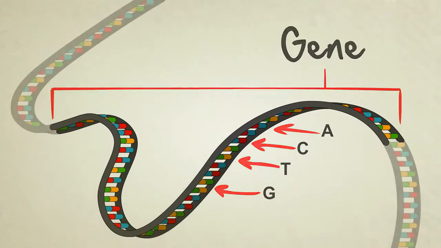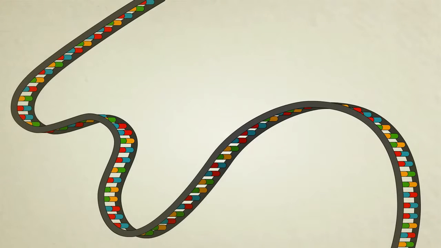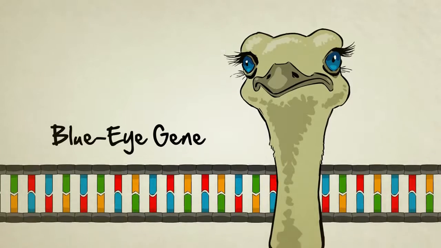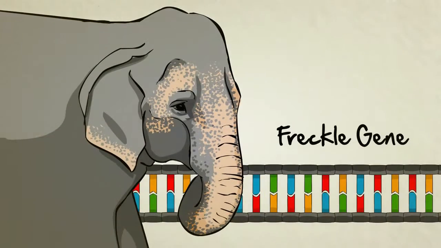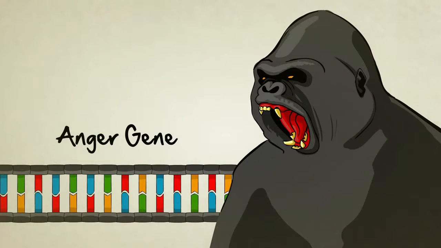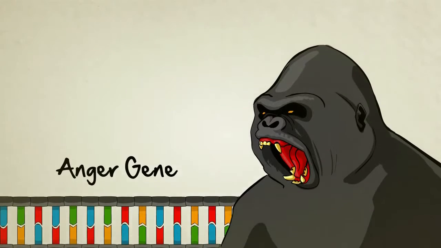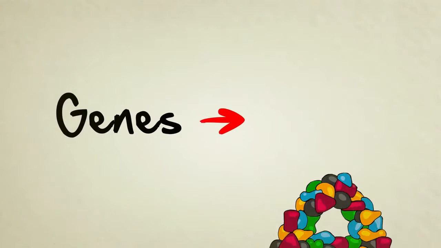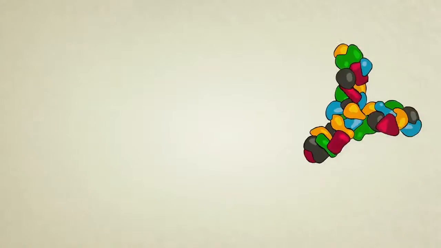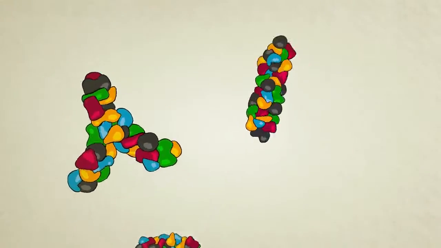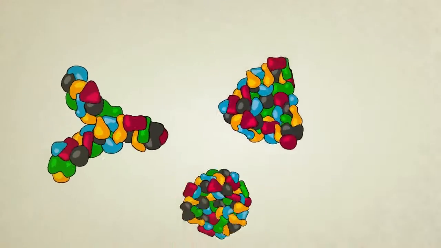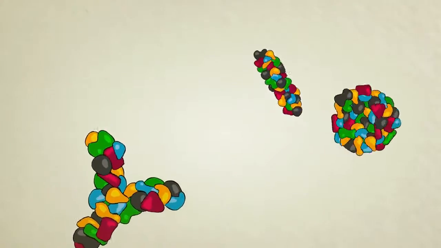A gene contains information for a cell to read and use, but what exactly does that information do? You might have heard that there's a blue-eyed gene, a freckled gene, possibly even an anger gene, but single genes don't literally make things like eyeballs or freckles or temper tantrums. Genes make proteins. Those proteins then interact with each other and all sorts of chemicals inside the body to build things like eye pigments, freckles, and mood-altering hormones.